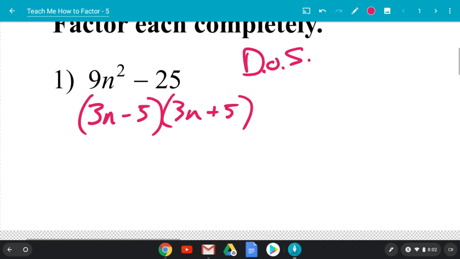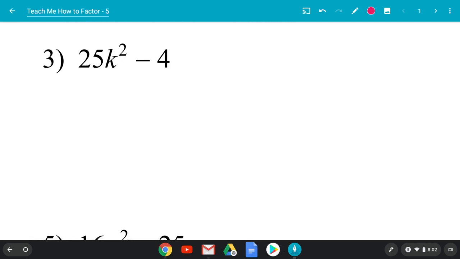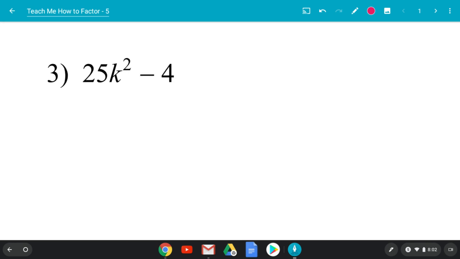Number 3. You should be writing the problem and your answer, even those of you who can do it really fast.